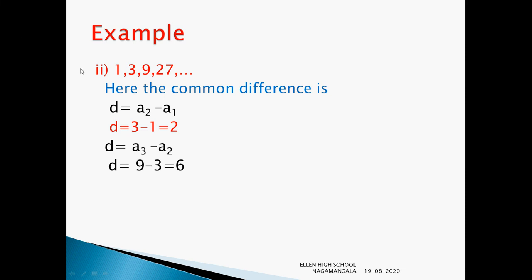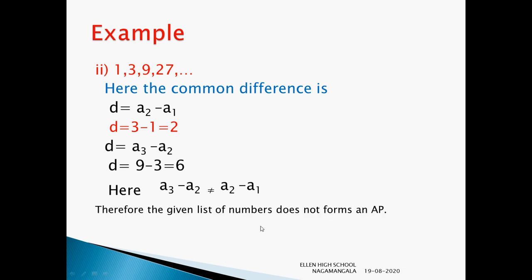So we have to write here like this: a2 minus a1 not equals a3 minus a2. That means these two common differences are not equal. So this does not form an AP. That means the given list of numbers does not form an AP.